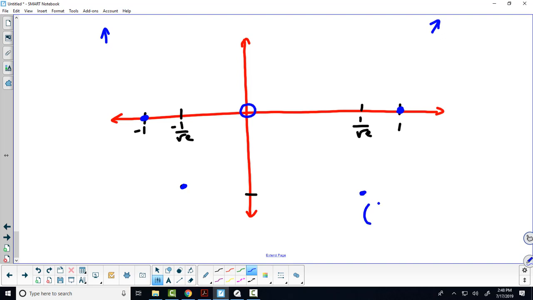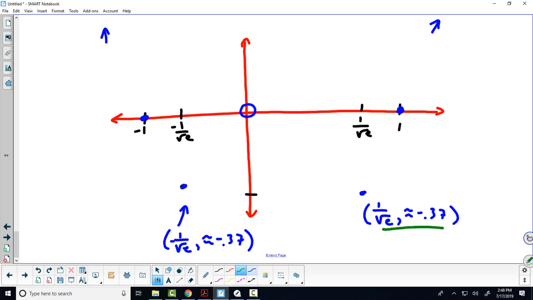That's 1 over the square root of e, comma, approximately negative 0.37, and minus 1 over the square root of e, comma, approximately negative 0.37. And folks, in the statement of the problem I only told you one of these facts, but because this is an even function, the other fact must also be true.